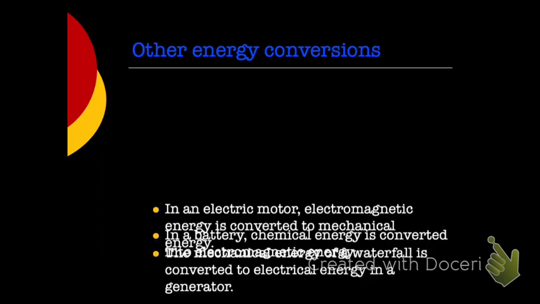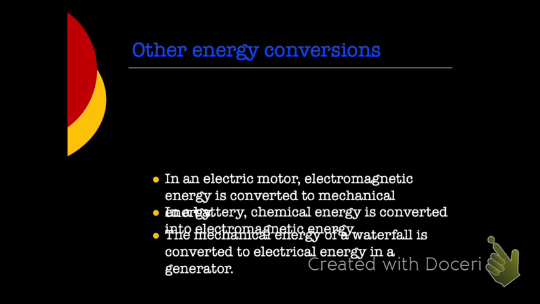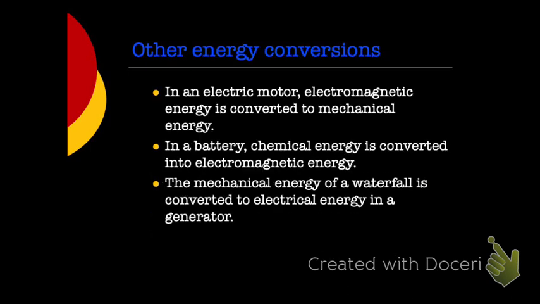In an electric motor, we convert electric energy into mechanical energy, right? So we take the electricity and we convert it into movement. In a battery, we convert chemical to electrical energy. So in a battery, we take chemical energy, we make electricity. Okay, mechanical energy of a waterfall is converted to electrical energy in a generator. Have you seen that? Water-powered generators and things like that.